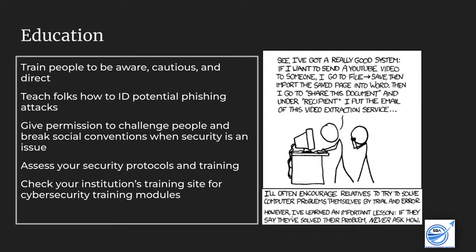Also, teach folks how to identify potential phishing attacks. These could take various forms, so you're not going to be able to identify all of them, but training people to always look at links before they click on them, making sure that people know not to click on links if they look at all odd, and having a way for people to easily and readily report odd links that might be phishing attempts is important.